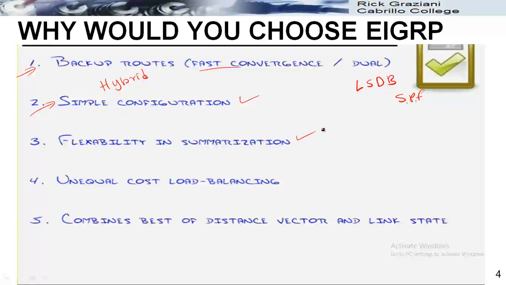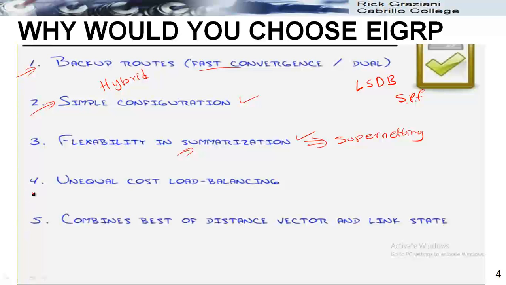It has flexibility in summarization. This is a huge contrast when you look at something like OSPF. I think we briefly looked at summarization, where I said summarization is like the reverse of subnetting, and also summarization can be confused with supernetting, where I said that every supernetting is summarization, but not every summarization is supernetting. I think I explained something like that in a previous video.